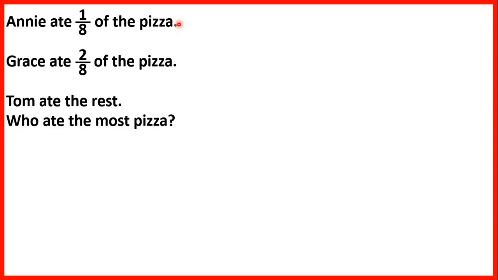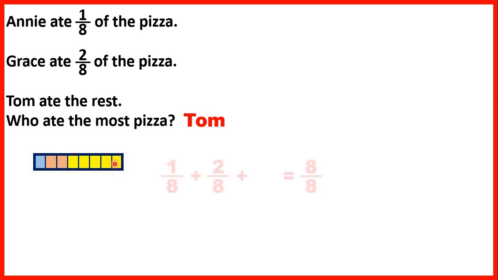Annie ate 1/8 of the pizza, Grace ate 2/8 of the pizza, Tom ate the rest. Who ate the most pizza? Well, Tom must have eaten the most pizza, because we know that Annie ate 1/8, so that's 1 part out of 8 in blue, and Grace ate 2/8, so that's 2 parts out of 8 in red. And Tom ate the rest, so that means Tom must have eaten 5/8 of the pizza.